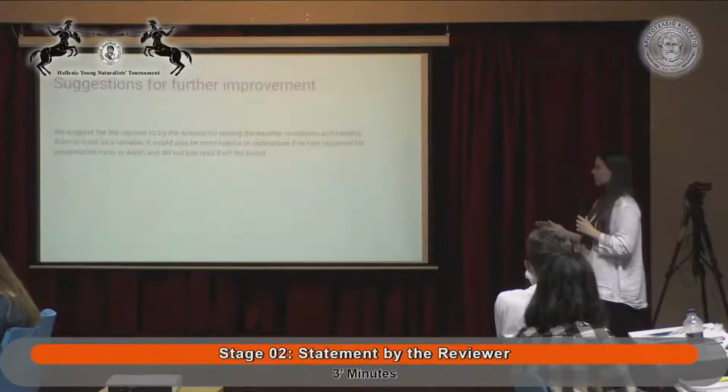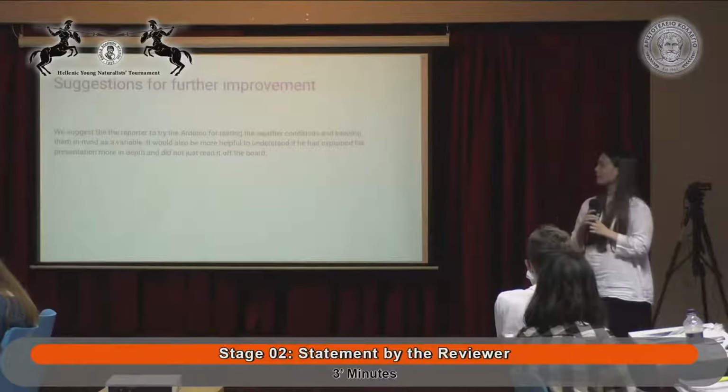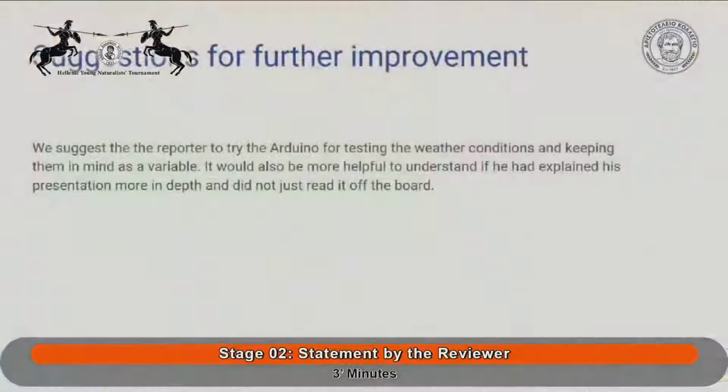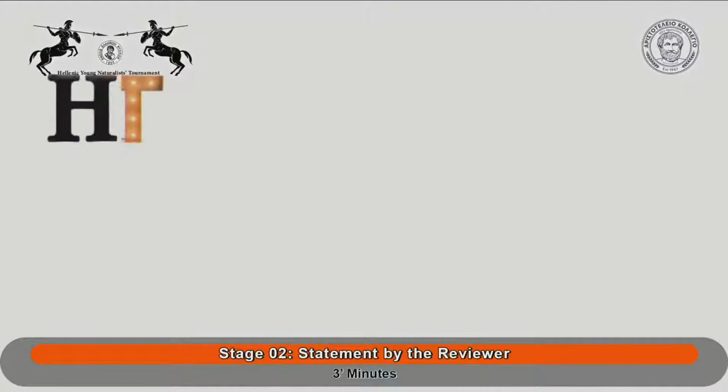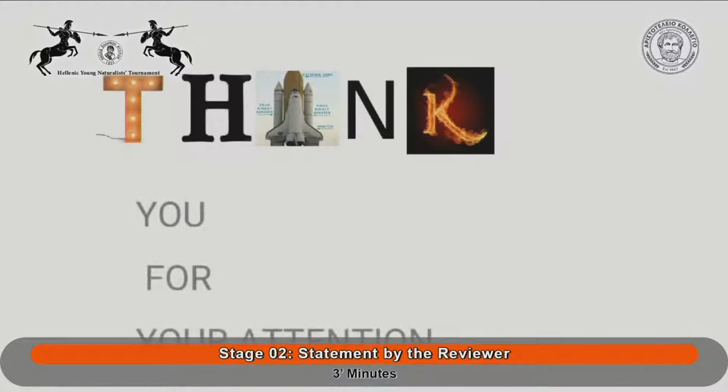Moving on, some suggestions for further improvement. The reporter could have used an Arduino device to control the weather conditions and could just not read off the board. Thank you.